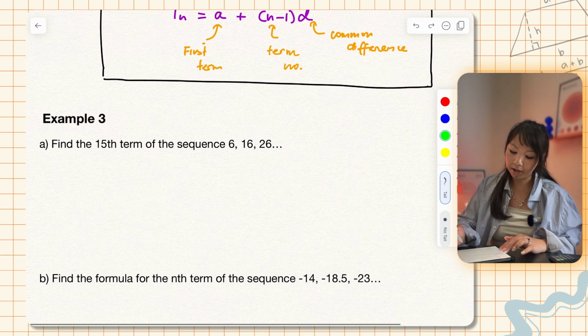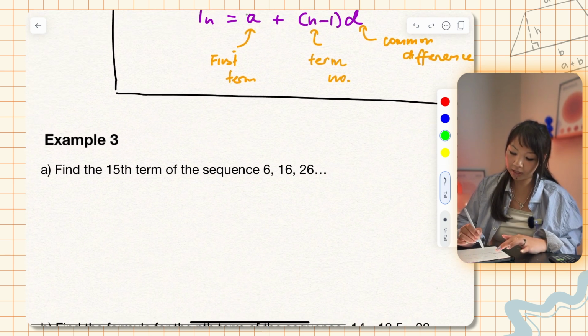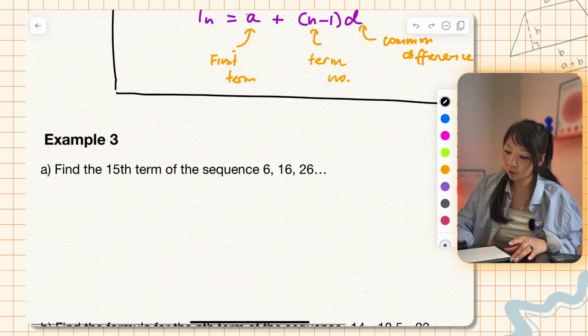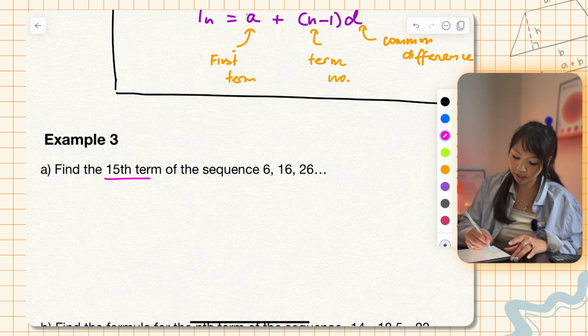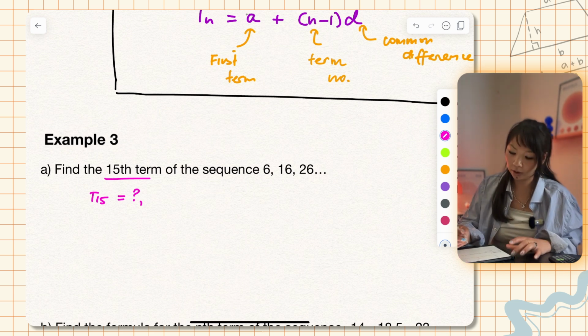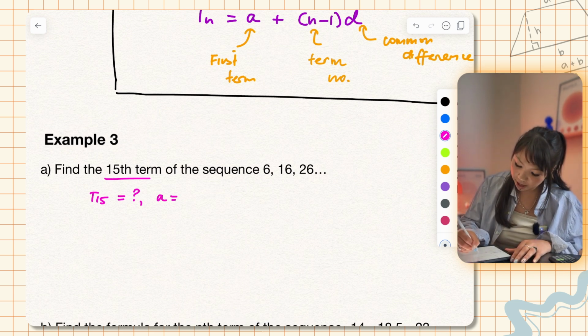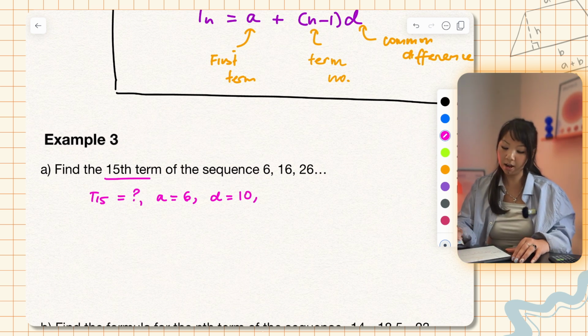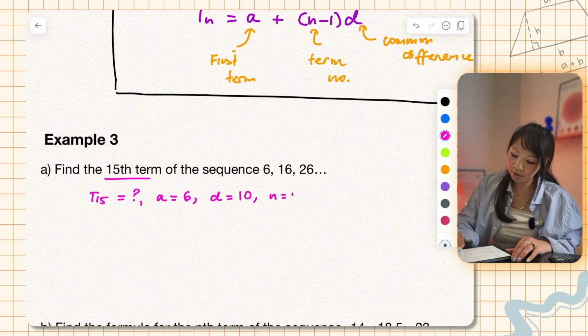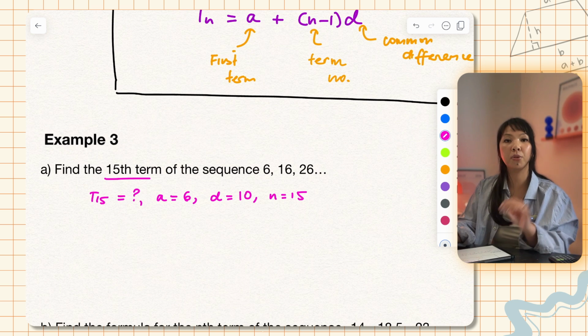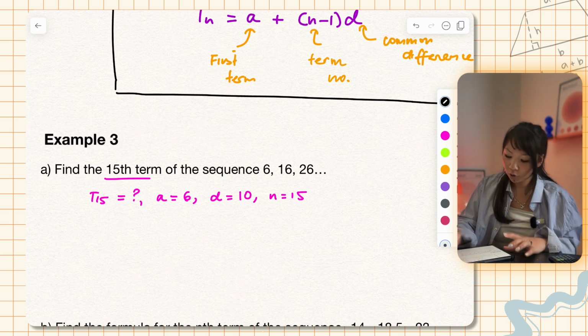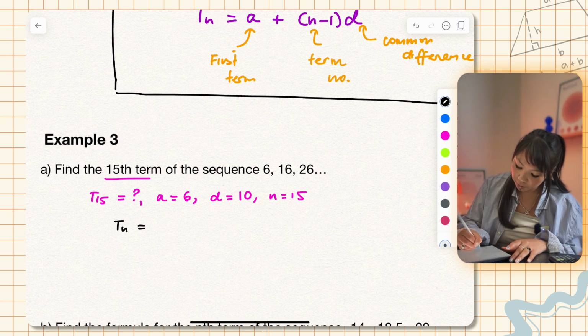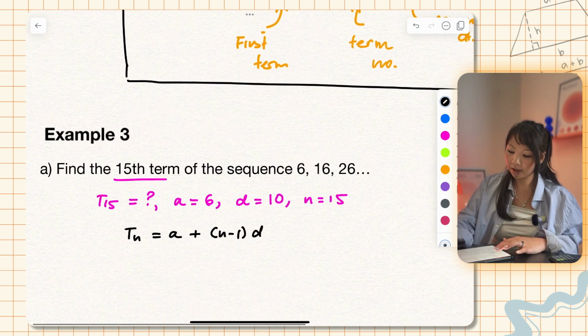So example 3 says find the 15th term of the sequence. If I'm looking for the 15th term, I'm essentially looking for T15. And let's write down what we know. We know that the first term a is 6. We know that the common difference is 10. We're adding 10 every time. And we're looking for the 15th term that corresponds to n equals 15. So if we plug it into our nth term formula, Tn equals a + (n - 1)d.